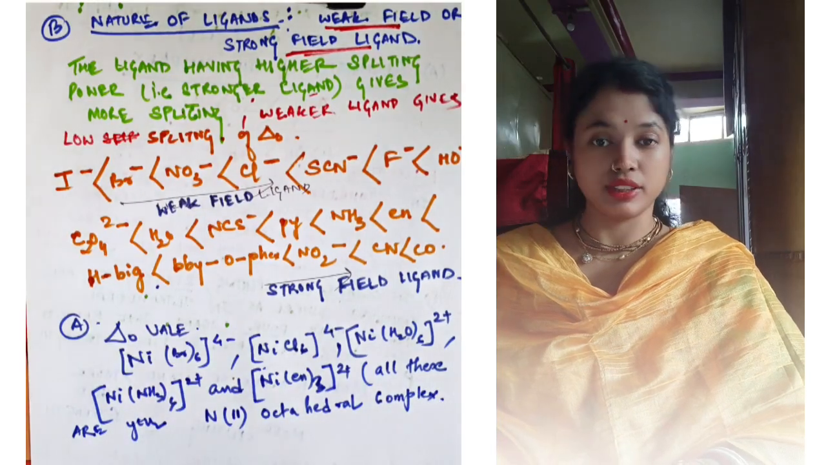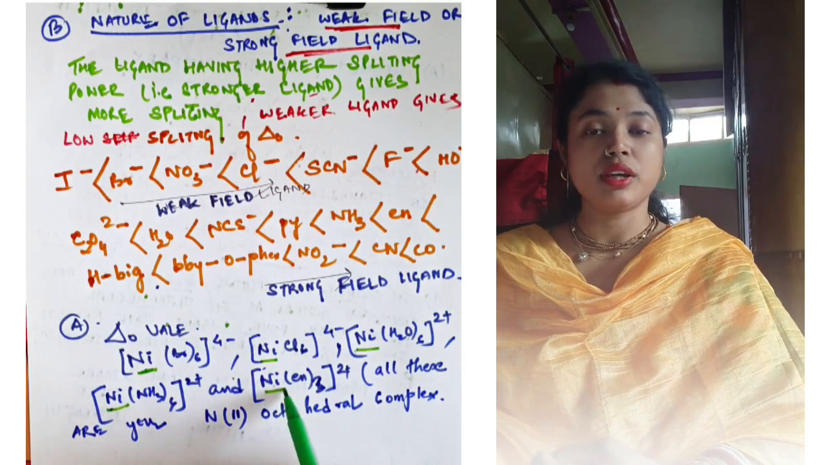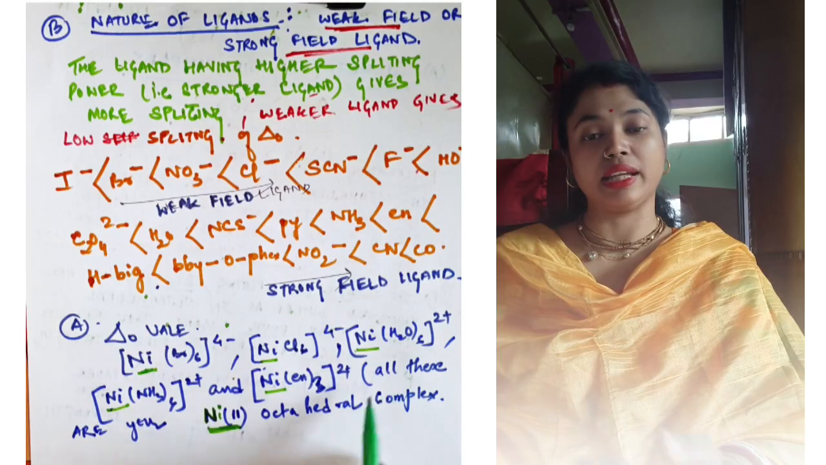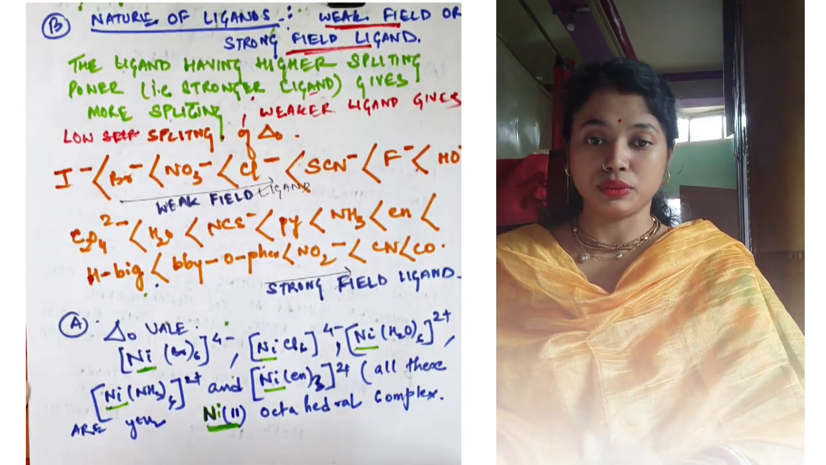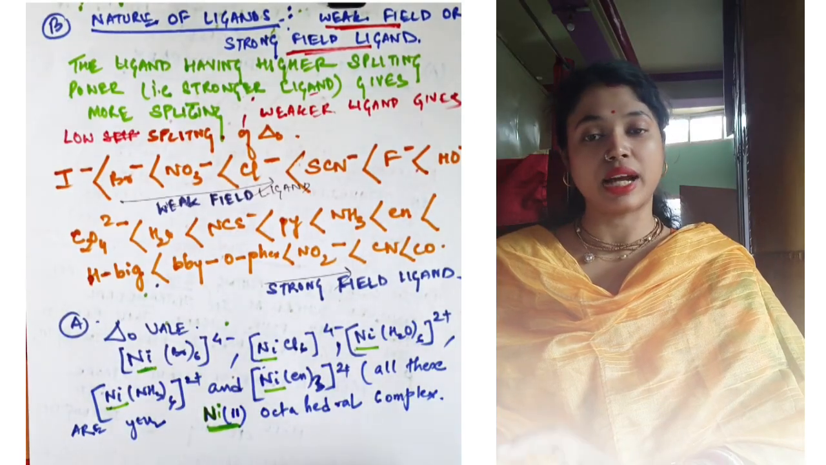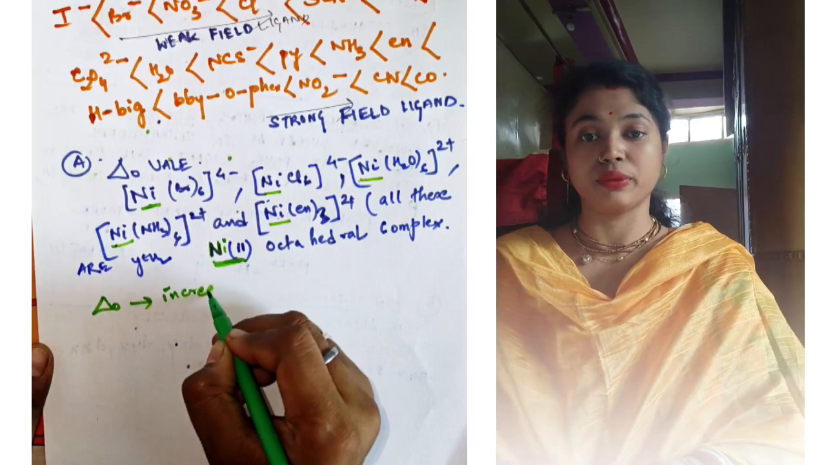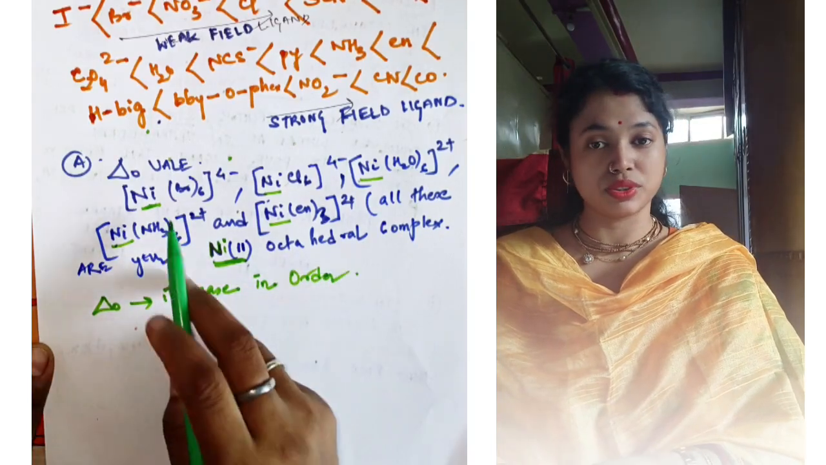Okay, here see, the central metal atom is same. These are all nickel. For the same oxidation state, for the same metal ion, there are different ligands. If we use different ligands, then we are getting different degrees of splitting. Okay, so which is the weakest ligand here?